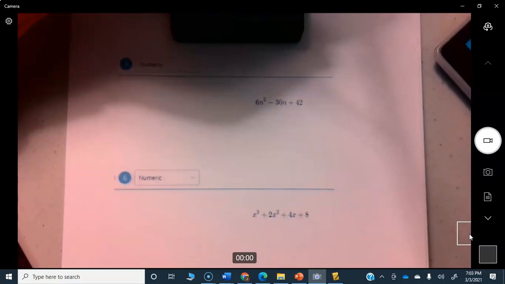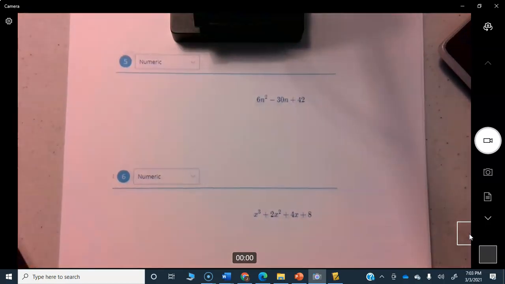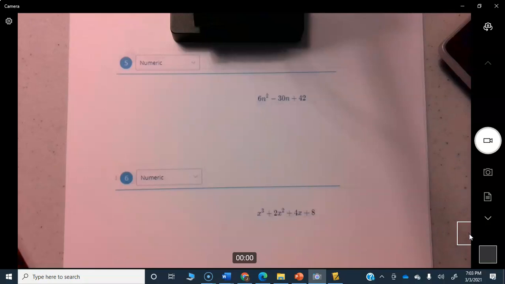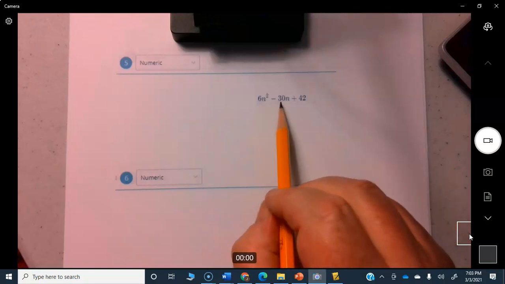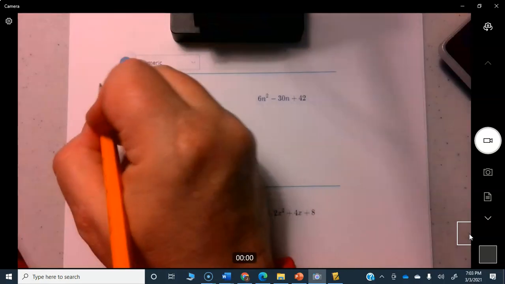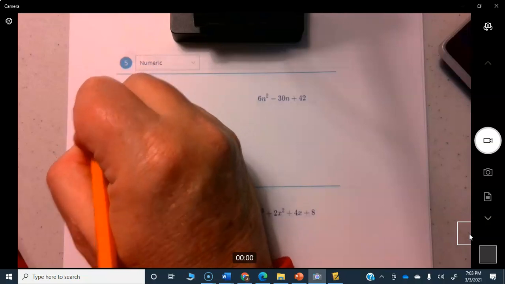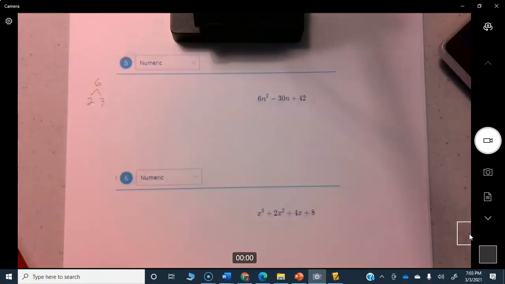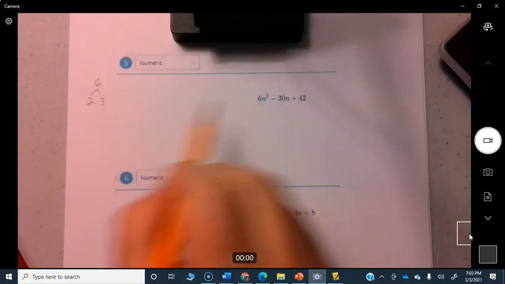All right, so this one, we did this one in class. Let's go ahead and do it again. So if you can't see that 6 divides evenly in all these, if you can see that, you're way ahead and you can move quickly through this problem. But if you can't see that, you've got a prime factor 6. It's going to give you 2 times 3. Prime numbers.